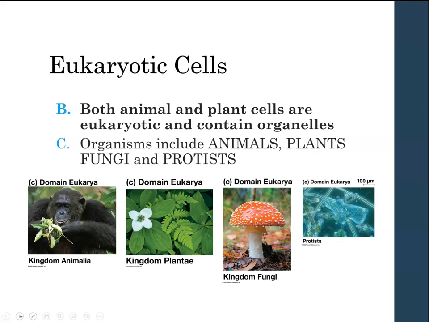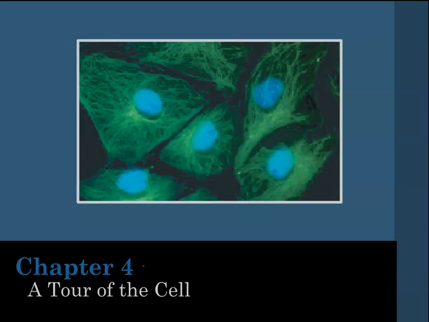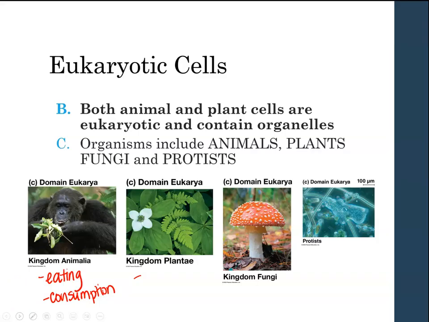The eukaryotic domain is essentially broken up by how the organism obtains its food. So animals, you all know what animals are, they obtain their food by eating it. So consuming another living organism. The plant domain gets their food and energy from sunlight.